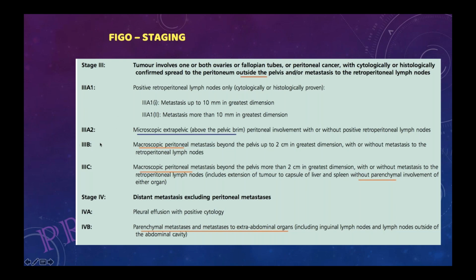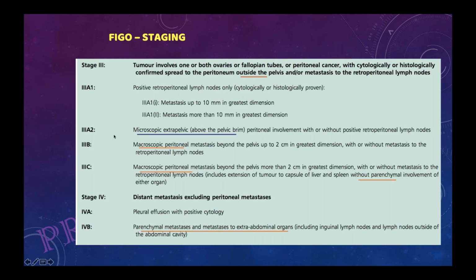3A is microscope. So 3A1, they again created a mess, divided into two parts. Retroperitoneal lymph node positive here, therefore it is 3A1. In 3A1(i), metastasis is there, but less than 1 centimeter. 3A1(ii) will be more than 1 centimeter under the microscope.